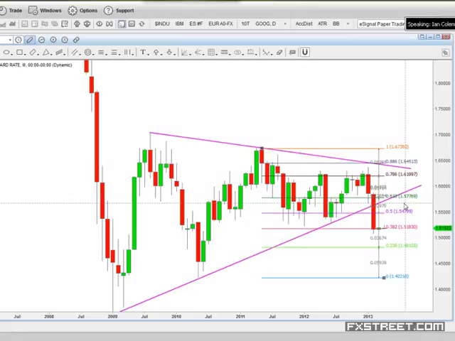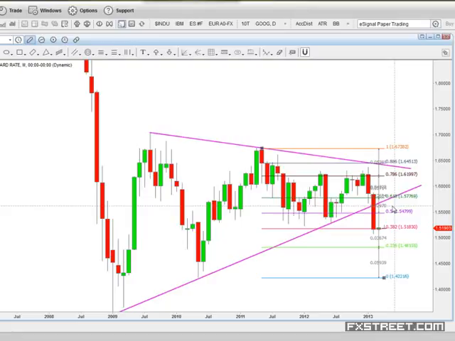Around about 156.75. Okay, so we're in between the 50 and 61.8%, with trend line breakouts, with wedge breakouts, with triangle breakouts, with channel breakouts. It's very common to have a retest of the breakout level.